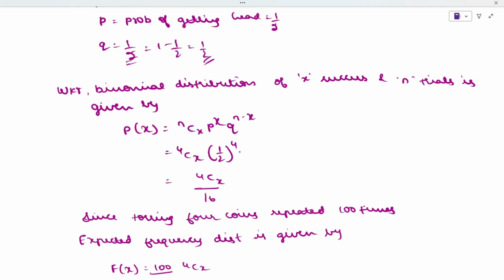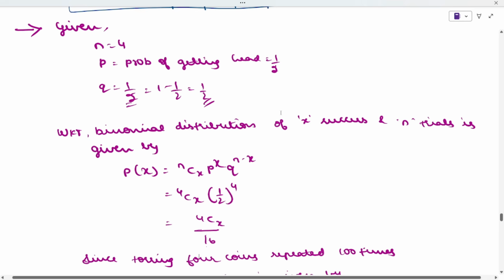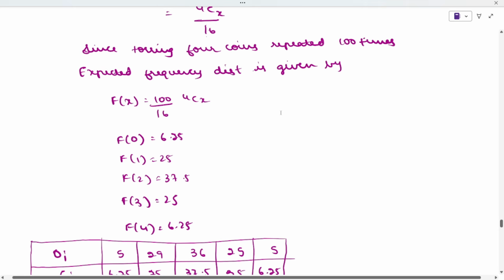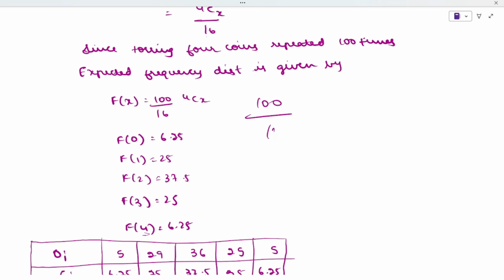Okay, whole power 4, if you do 4cx divided by that, 2 power 4 is what, 16. Okay, now if you get the value, here you have tossed 4 times, right? So I'll find out up to 4, f of 4. Here just substitute the value of x as 4 and you do the value. That means 100 divided by 16 into 4c x, right?